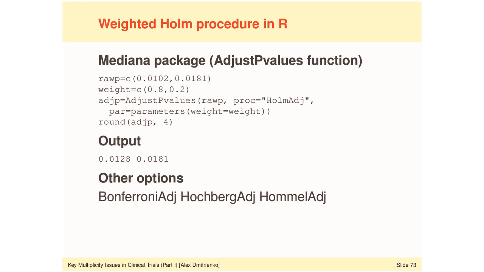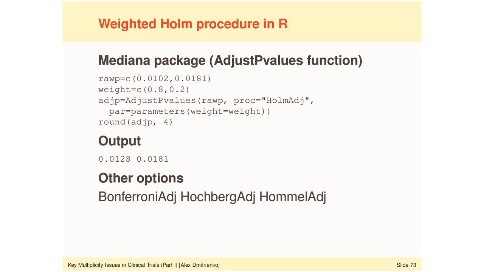The next step for us will be to go over the available options for implementing popular non-parametric and semi-parametric procedures in R. As I said, we're going to take advantage of the Mediana package. For now, we will focus on a single function within this package. It's the AdjustPvalues function, which can be used to compute multiplicity adjusted p-values for commonly used non-parametric and semi-parametric procedures. And in addition, it also supports popular parametric multiple testing procedures. We will talk about this later in this online course.